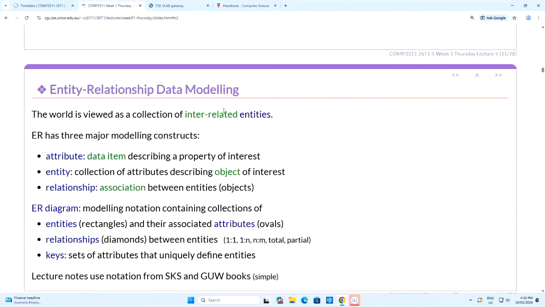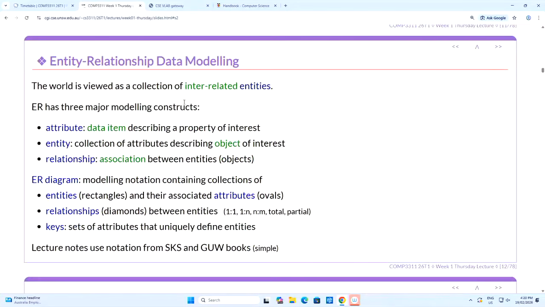And now let's jump into entity relational data modeling. So this is the real deal. So the world viewed as that we have talked about is interrelated entities. The ER diagram has three major constructs. So from the name, you know that entities are important, relationships are important, and there's something else that is important: attributes. So we need a way to describe these entities as well as relationships.